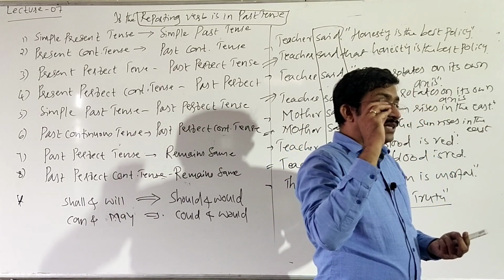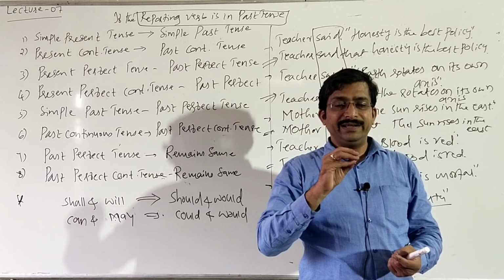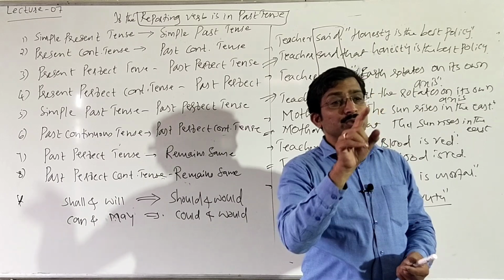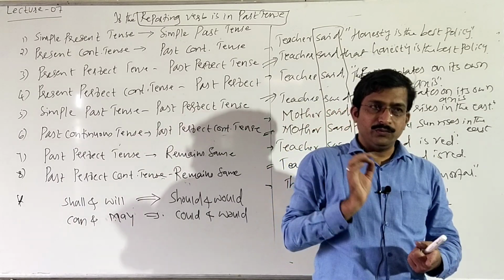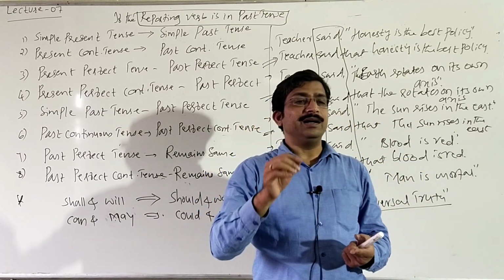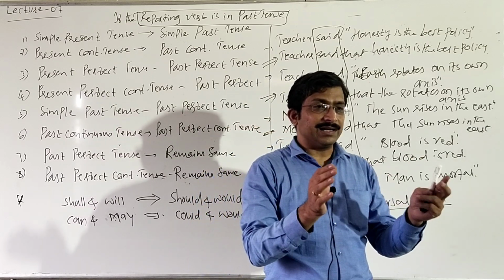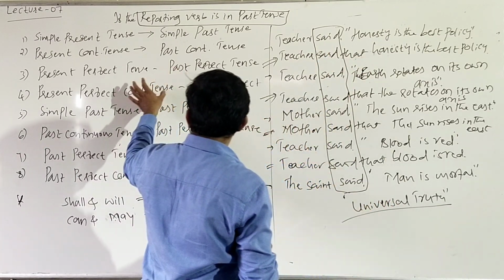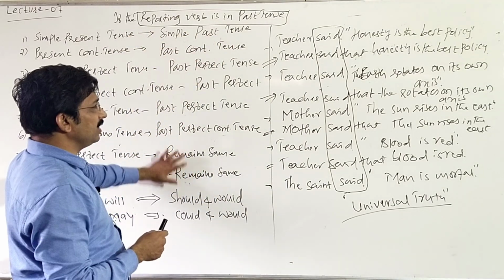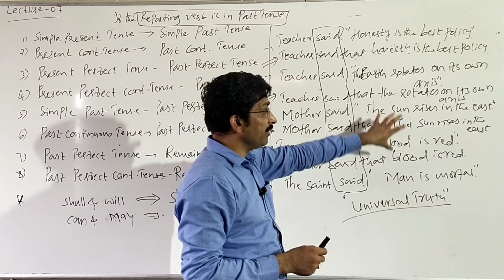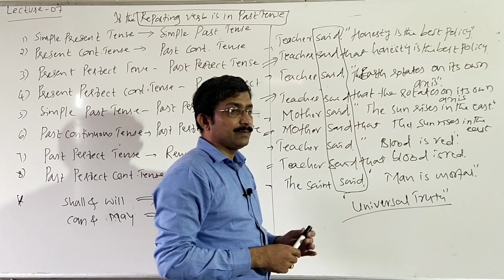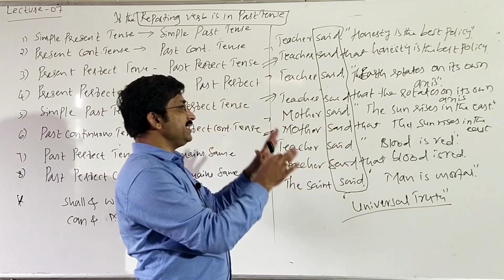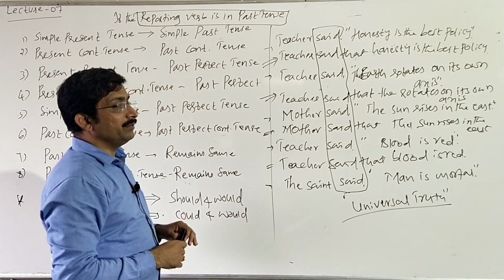So if the statement within the inverted commas is a universal truth, then we should not change the reported verb, though the reporting verb is in past tense. The rule says we should not change the tense of a reported verb if the statement within the inverted commas is a universal truth. This is the rule. If the reporting verb is in past tense, we should change all these things. But one limitation: if the statement within the inverted commas is a universal truth, we should not change the tense of the reported verb, though the reporting verb is in past tense. Okay, this is the rule of tense.